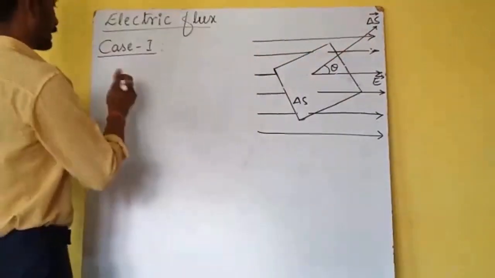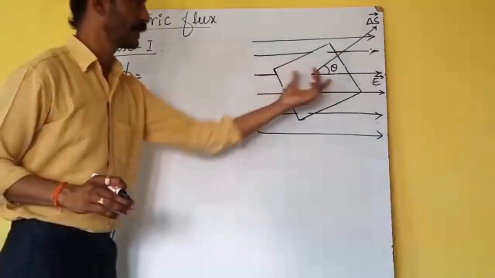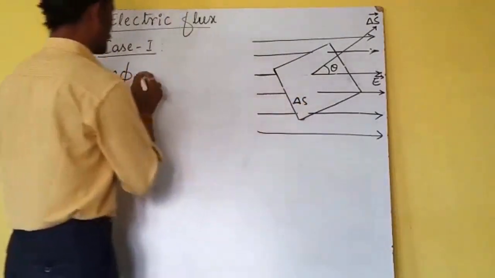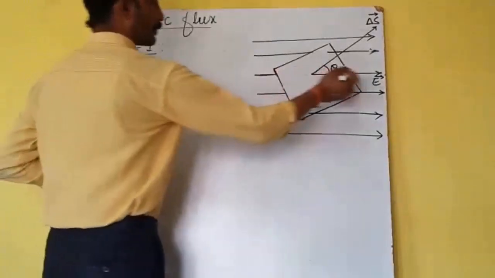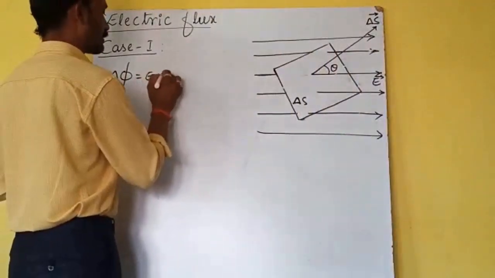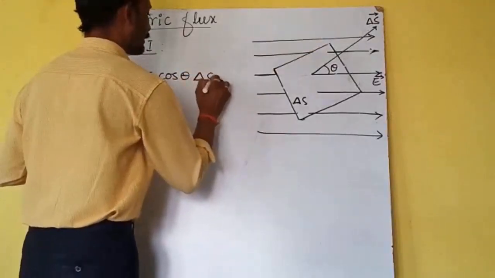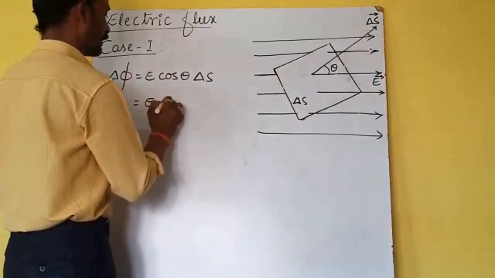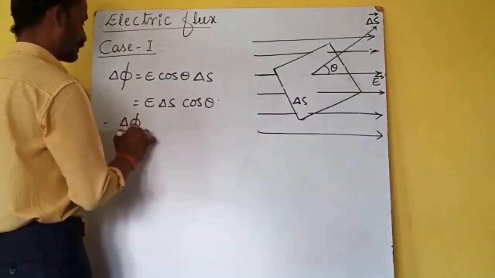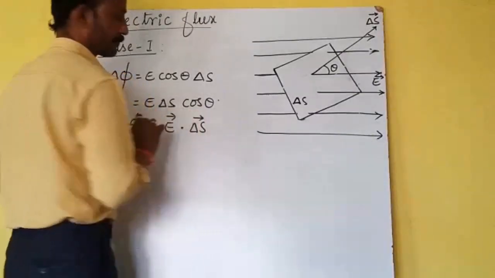In this case, the electric flux is given by delta phi, for a small area element delta S. So it equals the component of this electric field along the normal to the surface, E cos theta, and the area is delta S. This equals E delta S cos theta. Therefore, delta phi in this case is vector E dot vector delta S.